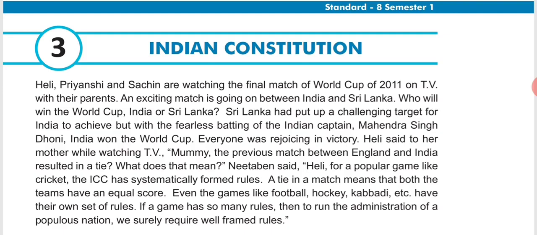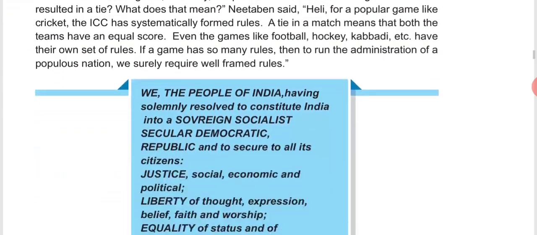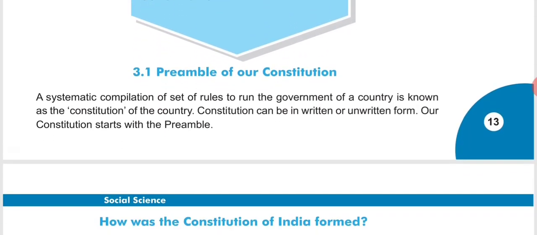So a systematic compilation of a set of rules means that in our constitution there are different sets of rules which are framed from different points of view or perspectives, and which are written at a single place to run our country smoothly. That is known as our constitution. A constitution can be in a written or unwritten form, or oral form, right?